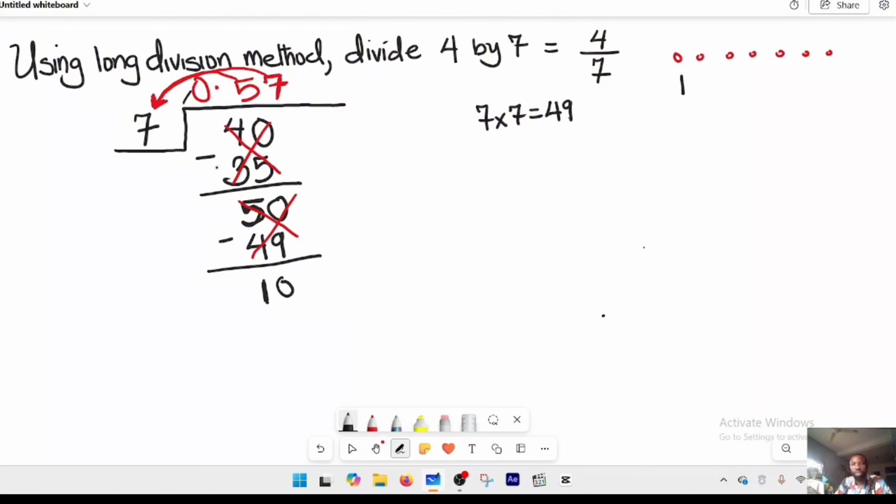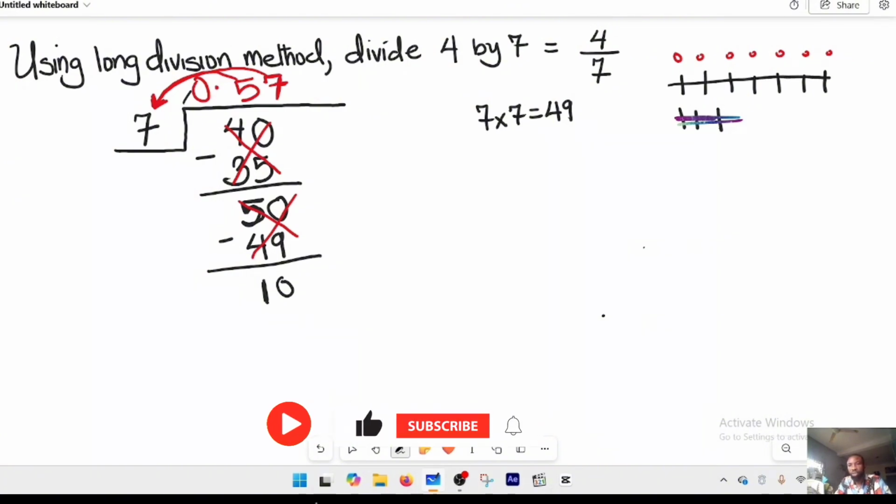So let's complete it. 10. This is 1, 2, 3, 4, 5, 6, 7, 8, 9, 10. Beautiful. Now we have one that is complete, so don't consider this guy again, right? Next, we just stroke it off. We only have 1, right?